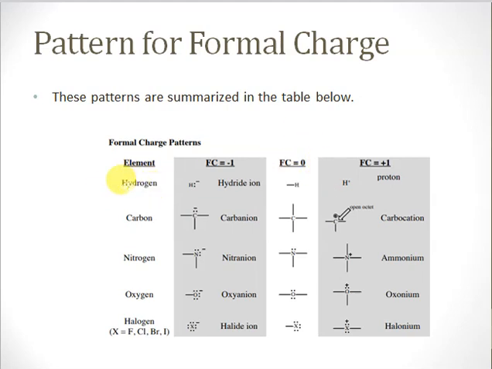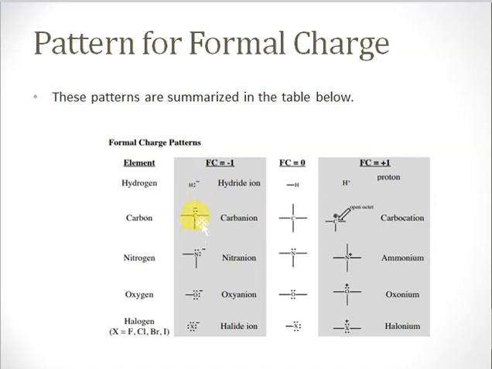We'll consider the element and the formal charge that it can have. Suppose hydrogen: here we have H negative, which is known as the hydride ion. Hydride ions have -1 formal charge. But if hydrogen is forming a single bond with anything, its formal charge will be 0. And if hydrogen is in the form of a proton, not bonded to anything but having a positive charge, then its formal charge will be +1.